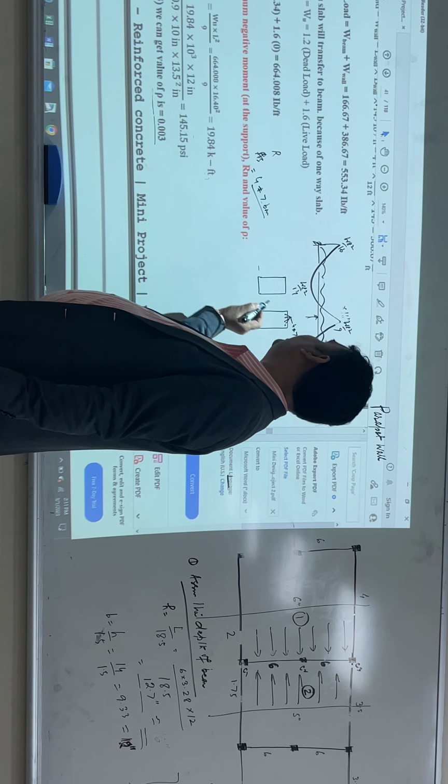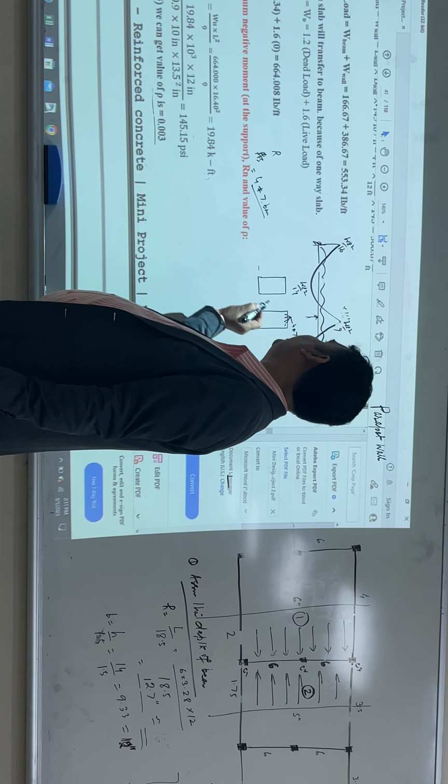But now it's shorter. Here the moment is WL square by 9, so less reinforcement is coming, 4 number 7. But here the moment is WL square by 4, so it will be 5 or 6 or 3 or 2 if you are providing the same number.